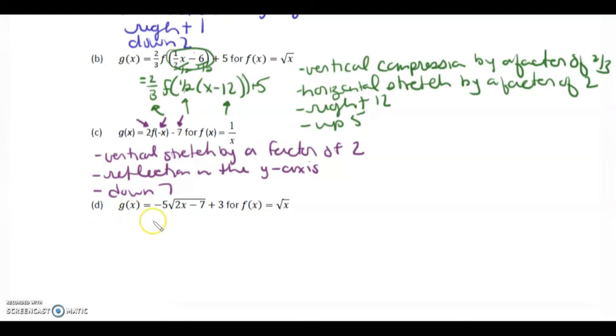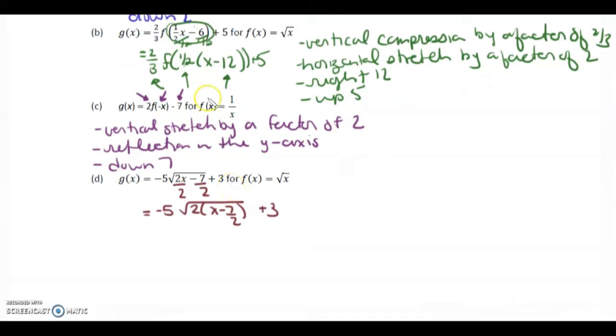Okay, D is like B, where we have to carry down the -5, but under this root symbol we have to actually factor out a 2. So if we common factor out a 2, we leave some room. Factor out a 2, we get -5, bracket, 2 as our common factor, and then we get x minus 7 over 2, and then plus 3.